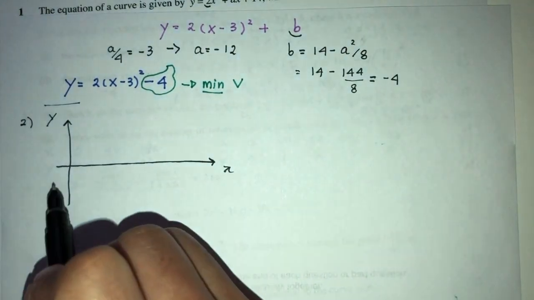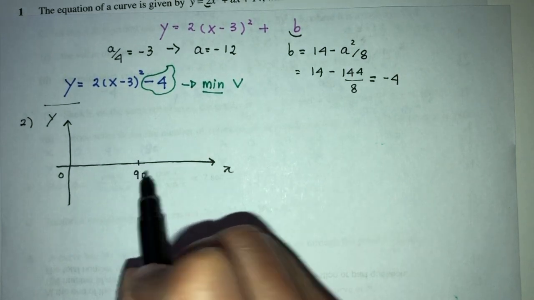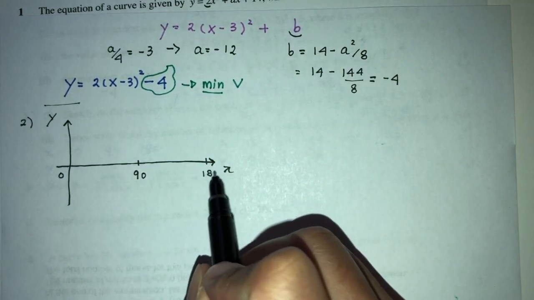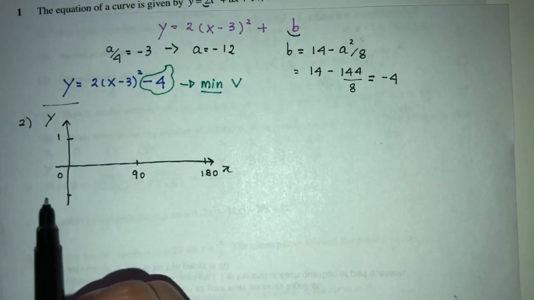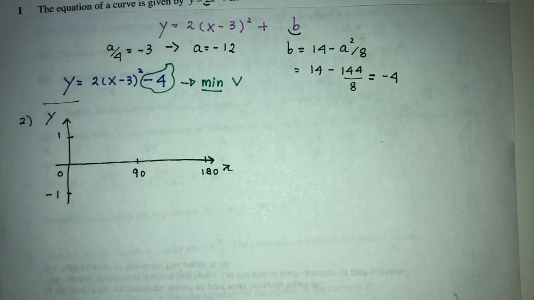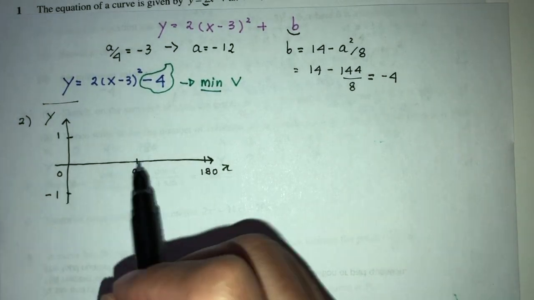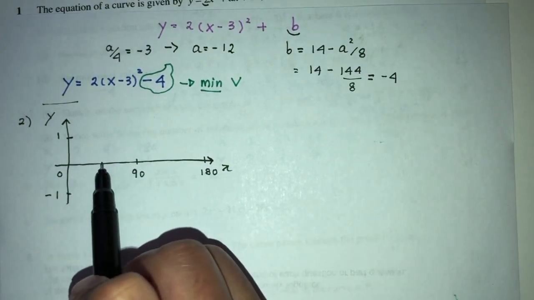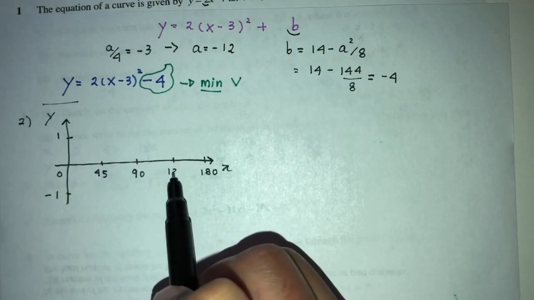The values will be between 0. So let's say I'll choose 90 here, and then I will choose 180 here. And this is the value of 1 and the value of -1. So again, it is only a sketch. It doesn't need to be exact. We just need to show the form, the shapes to get your marks. If this is 90, so in between that has to be 45, and this has to be 135.